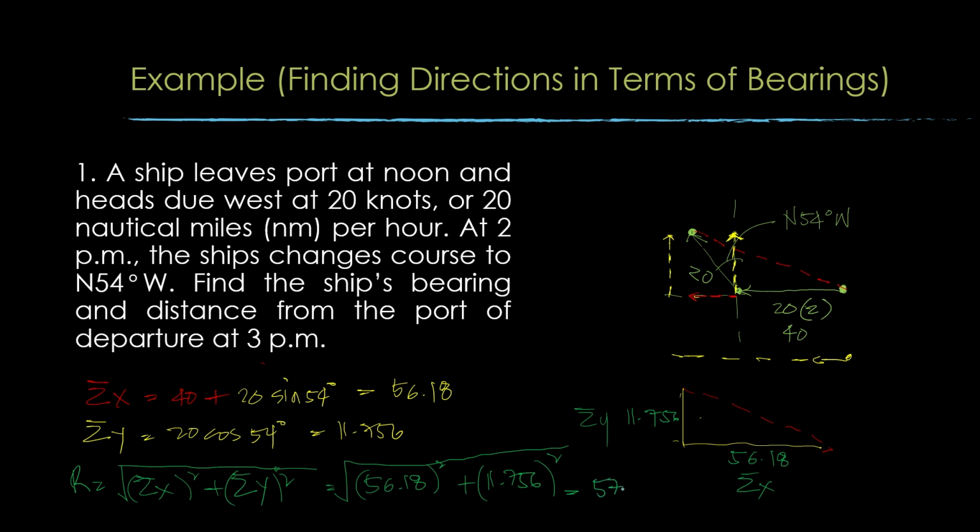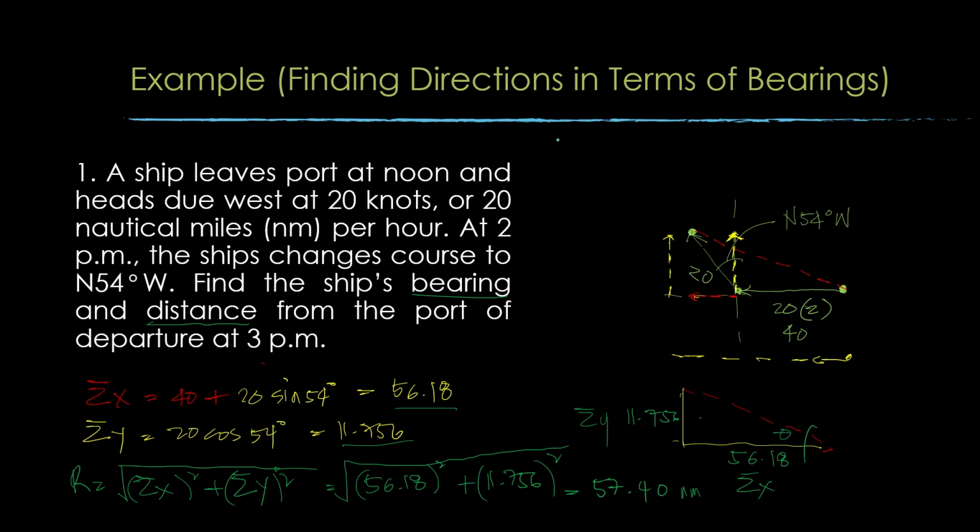57.40. There are no degrees, sorry. 57.40 knots or nautical miles, nm. Okay, and that's the distance. How about for your bearing? Since you already have these values, you can now compute for this angle. Your bearing is this angle right here.